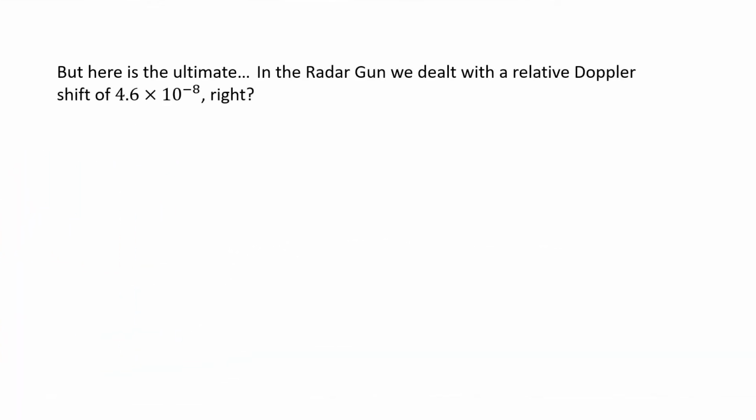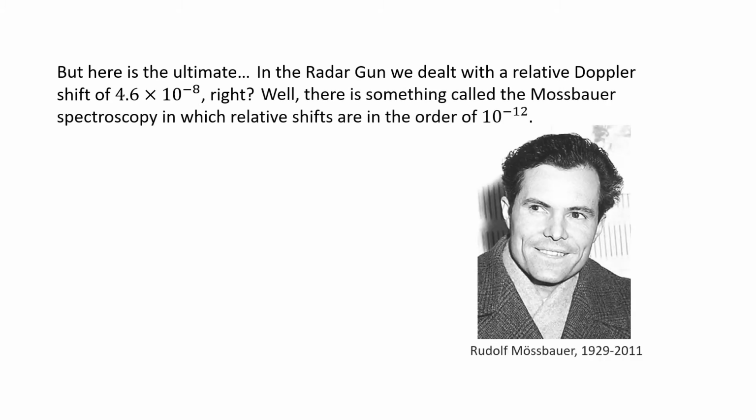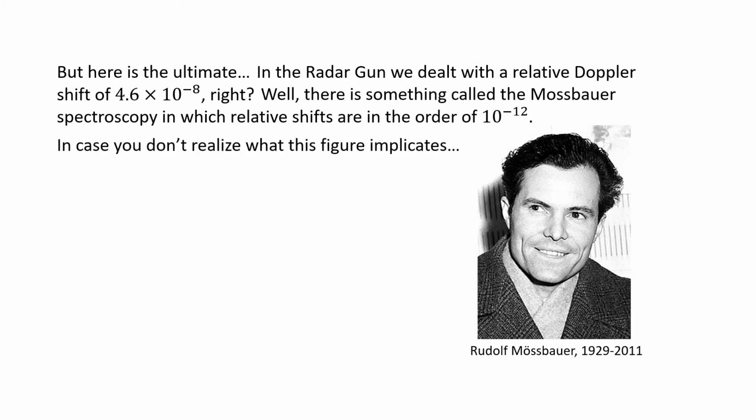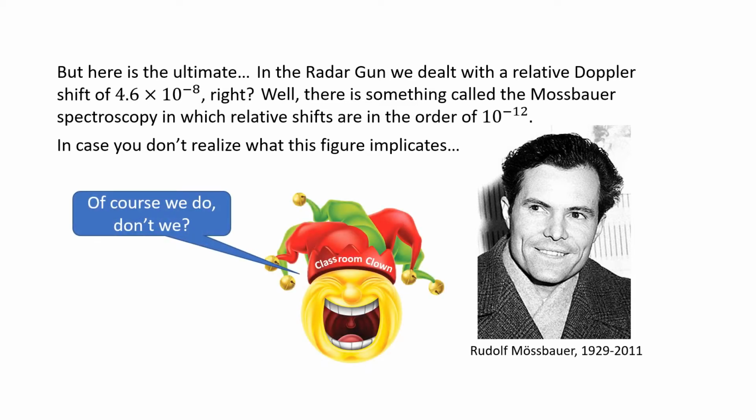But here's the ultimate. In the radar gun, we dealt with a relative Doppler shift of 4.6 by 10 to minus 8, right? Well, there's something called the Mossbauer spectroscopy, in which relative shifts are in the order of 10 to minus 12. In case you don't realize what this figure implicates. Of course we do, don't we?